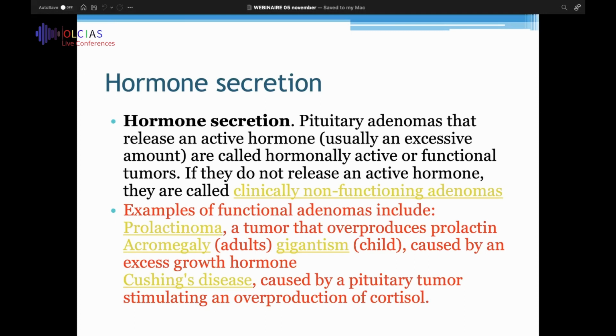We have, for example, prolactinoma, a tumor that overproduces prolactin, acromegaly, and gigantism caused by an excess of growth hormone. And also we have Cushing's disease, which is caused by a pituitary tumor which stimulates the overproduction of cortisol. These are examples of functioning pituitary adenoma.